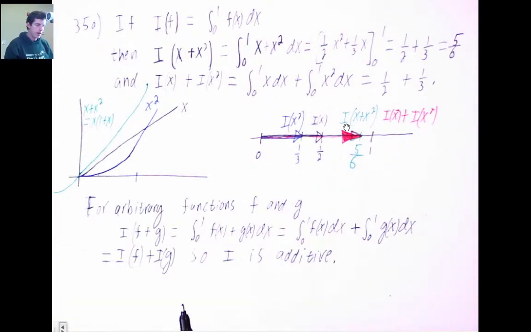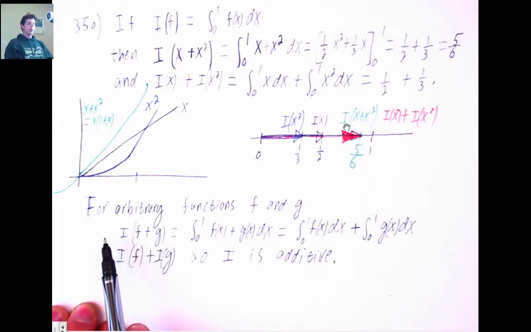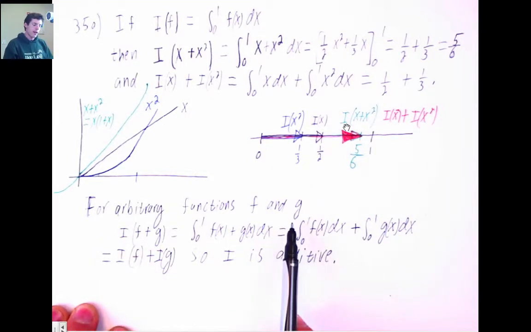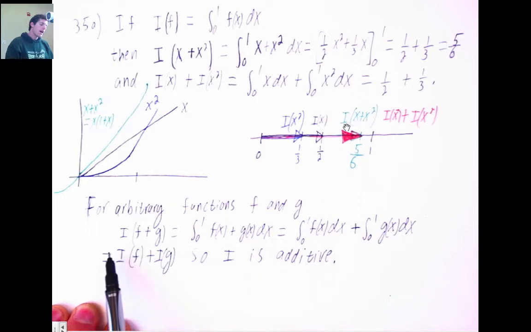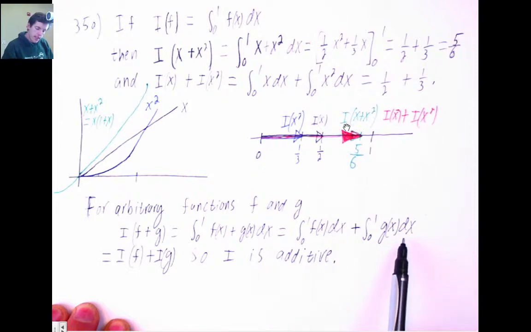Okay, so I've now written in the part that shows that this function is additive. For arbitrary functions f and g, I really ought to say arbitrary functions f and g whose domain and codomain are both the real numbers, I of f plus g is the integral from 0 to 1 of f plus g dx, and you know that you can distribute integration over terms, so that's this.